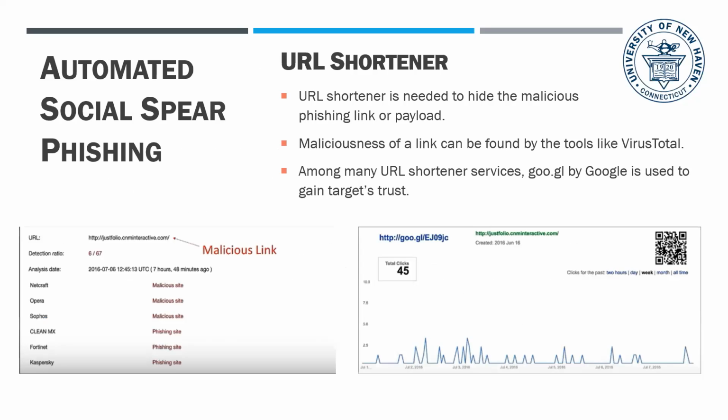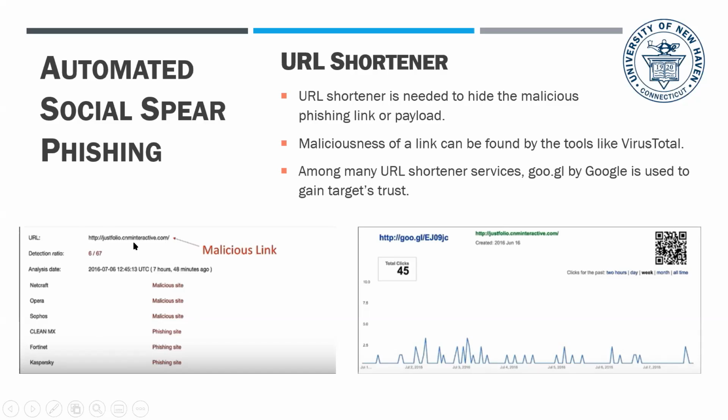So now we'll talk about the URL shortener. In order to hide the payload and the malicious links, the URL should be shortened, and Twitter also allows short URLs to be posted. The authors tried different URL shortener services and chose goo.gl by Google, which shortens the phishing URL. By using a Google service, the link looks legitimate and can easily gain the trust of users and get more click-throughs.